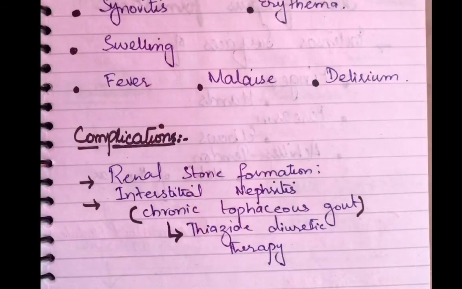Now, looking towards the complications, what kind of complications occur in case of gout? When there is excess formation of urate, which is a crystal formation, when it passes through the kidney, it will result in the formation of renal stones. When this crystal damages the tubules of the kidney, that will lead to interstitial nephritis, and it is the major feature of chronic tophaceous gout.